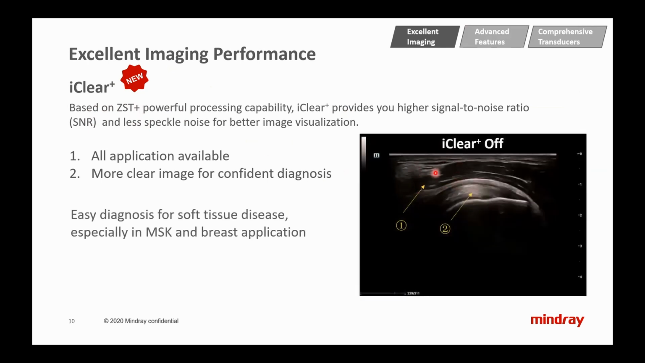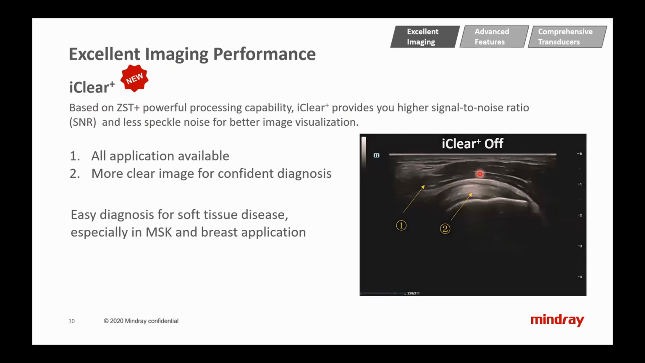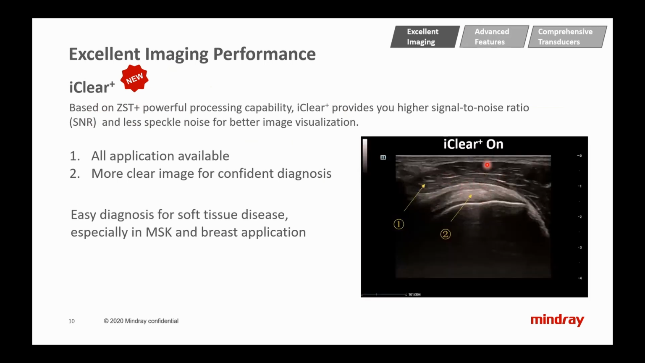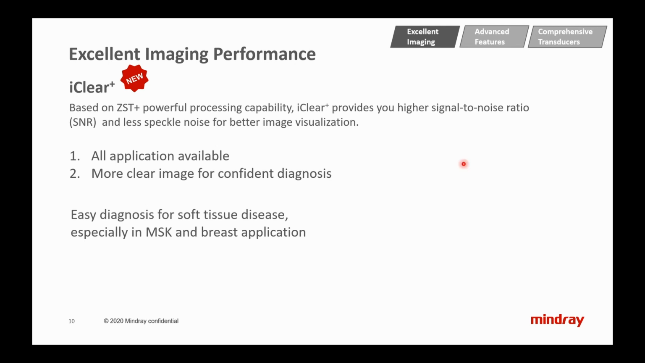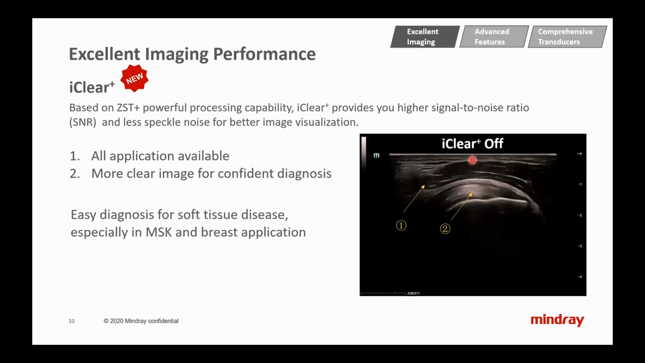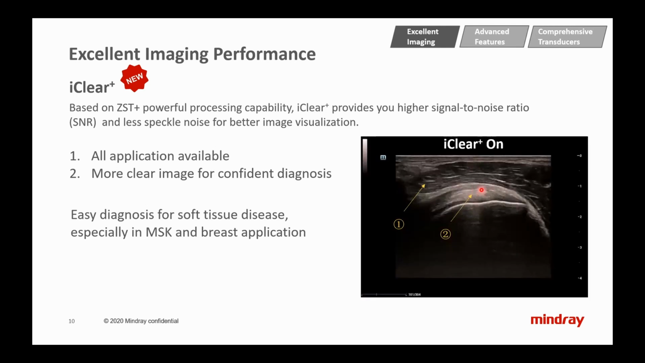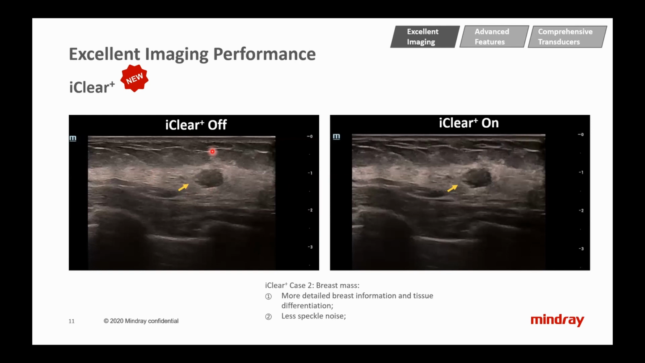Okay, so here iClear is off. Okay, see now when I turn on the iClear, look here, more details appear here. So there is a difference between iClear off and once it is working here. So it provides you higher signal to noise ratio. Okay, let's see the difference between when we activate ZST technology here in iClear and this not, which image is better. This one is better than this one.